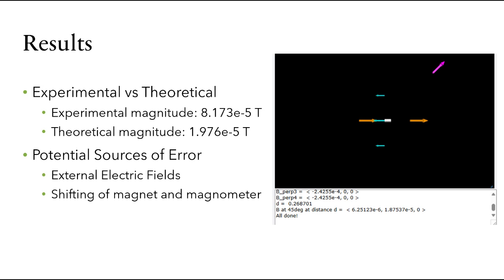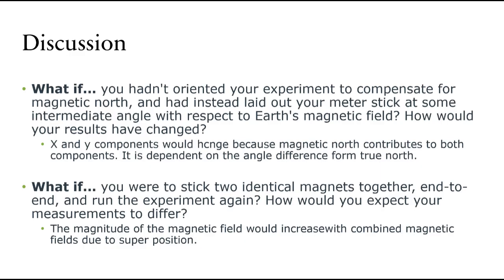And on the right side, the image shows the magnetic fields from the bar magnet. From this simulation, we could see that on the parallel axis, the field is much greater than the magnetic field on the perpendicular axis.